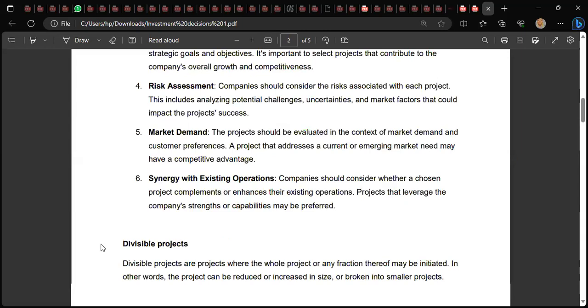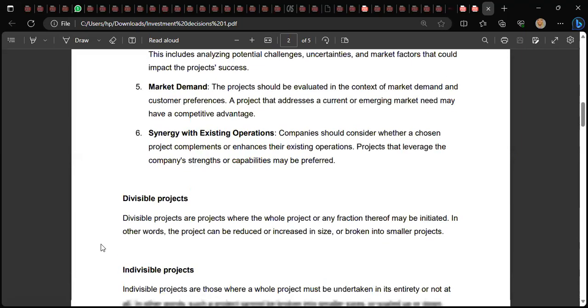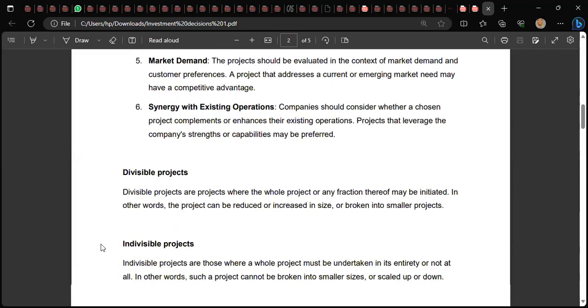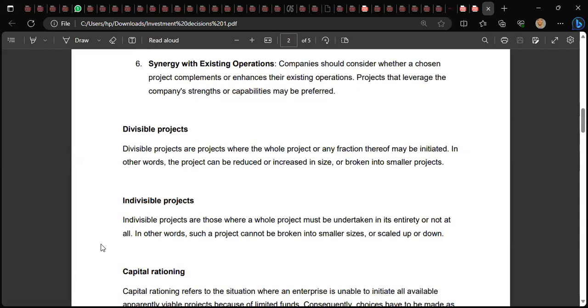All right. And then again, divisible projects. What are divisible projects? Divisible projects are projects where the whole project or any fraction thereof may be initiated. So basically, divisible, you can divide it, right? It's like our module now. We are dividing it week by week. We are engaged in a project, but again, it's a project that can be divided.